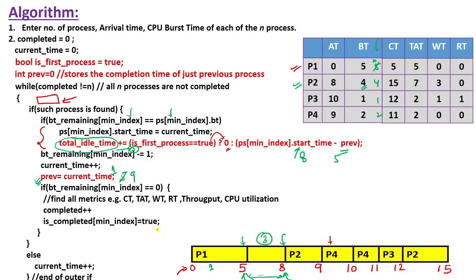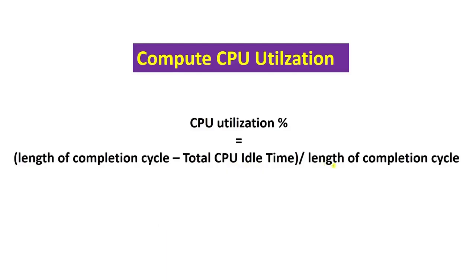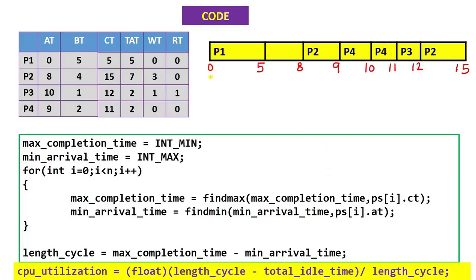Now let's see how we can compute the total length of the cycle, because for this equation we need that thing also. To find the length of the completion cycle, we want to know the length of this one. So 15 minus 0 is 15, this total time. For this we want the completion time of the last completed process and the arrival time of the first process.